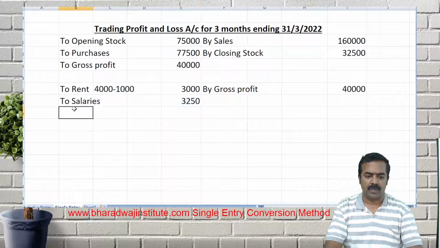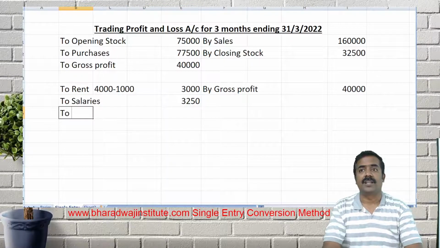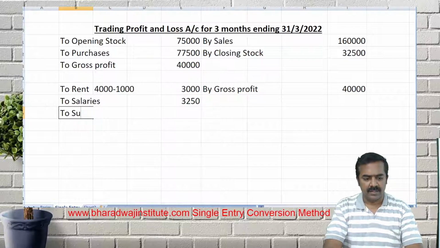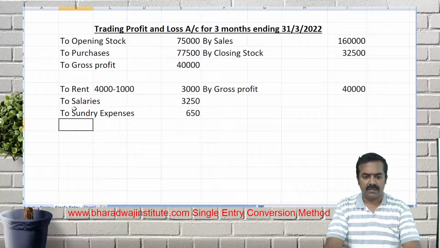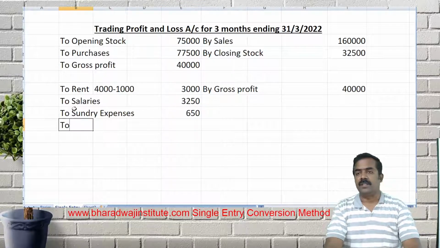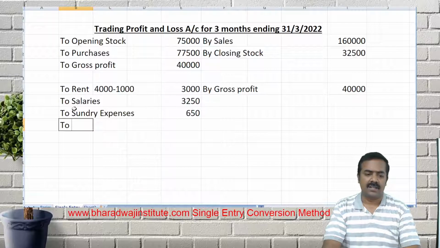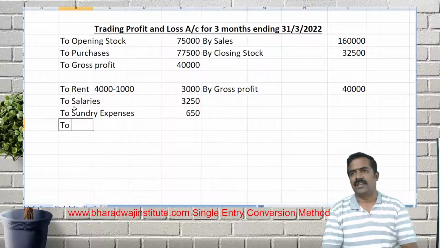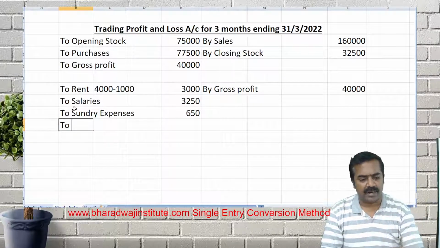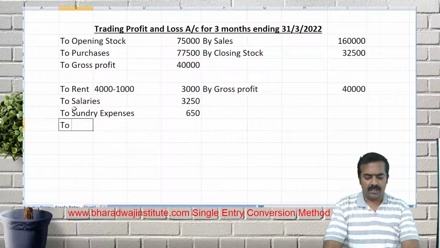Salaries 3,250. What are the other expenses? Sundry expenses, how much? 650. Any depreciation, any other thing like bad debts? No, sir. I told you to take it as cash recoverable from the cashier. In the exam, if you take it the other way also, no problem. To net profit.